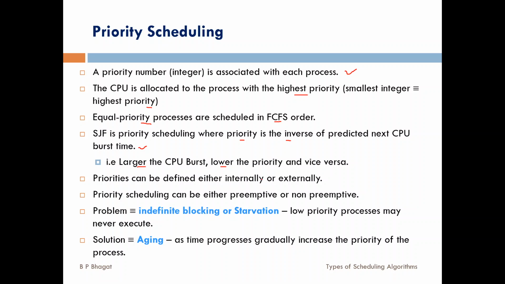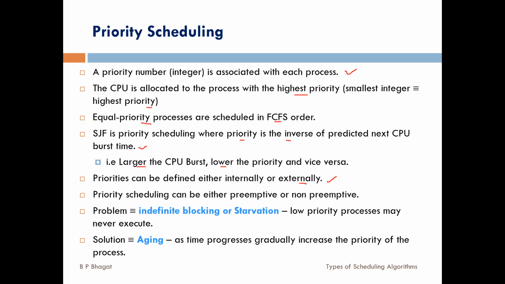Then the priorities can be defined either internally or externally. Some of the internal priorities may be defined as the time limit, then the memory requirement, then the number of open files, and the ratio of average IO burst to the average CPU burst. So these have to be used in computing priorities.